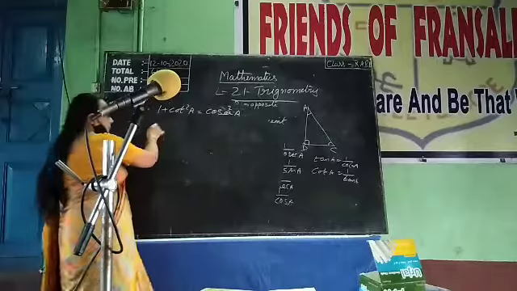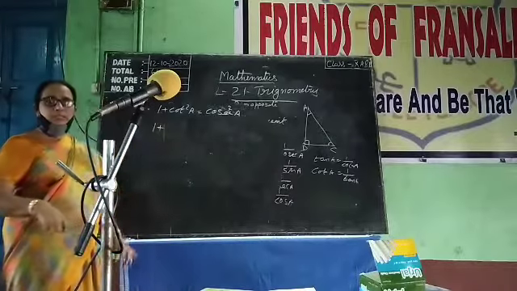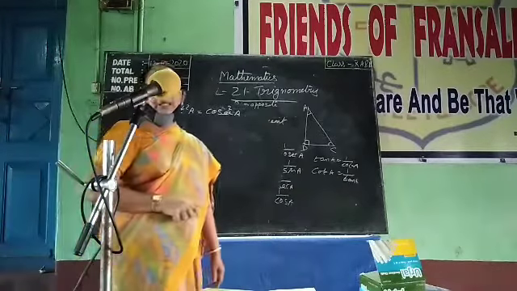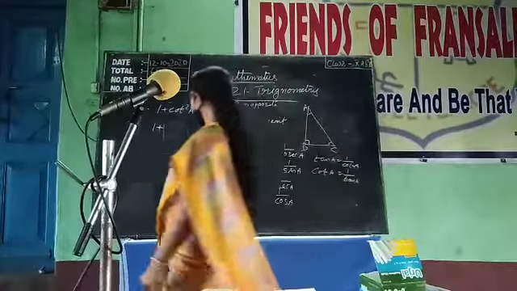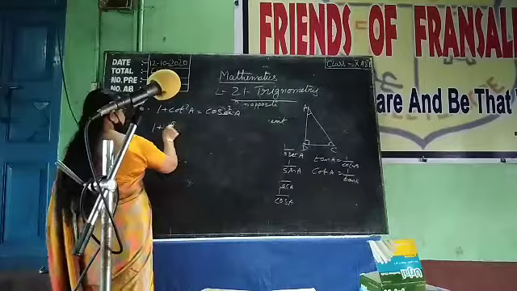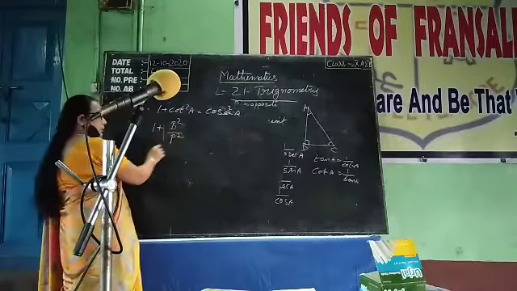This also, 1 plus cot square A. Cot is what? Base divided by perpendicular. Cot is equal to base divided by perpendicular. So cot square will be base square divided by perpendicular square.